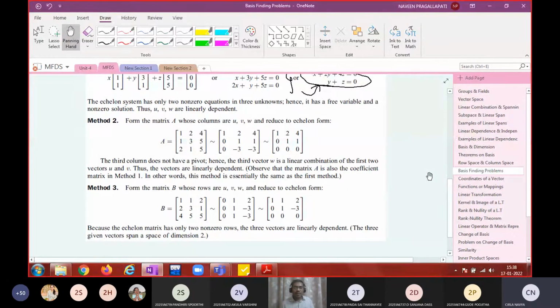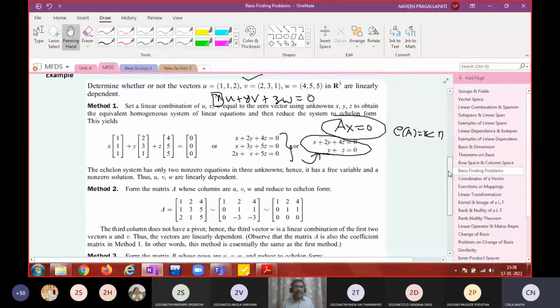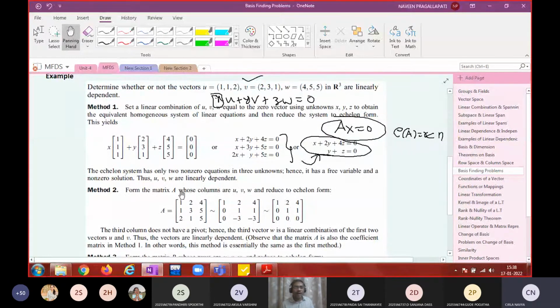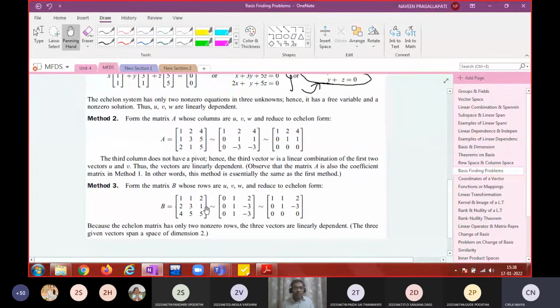As discussed earlier, either you put them in columns or you put them in rows: 1 1 2, 2 3 1. See here, it was put here 1 1 2, 2 3 1. Previously they were put in columns, now they were put in rows. Again convert into echelon form. Again you will find the rank does not change by putting them as rows or columns. So because the rank is less than the number of variables, the given set of vectors are going to be linearly dependent. So last concept, what do you mean by coordinates of a vector?